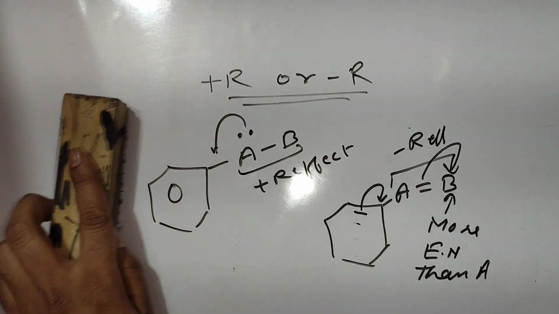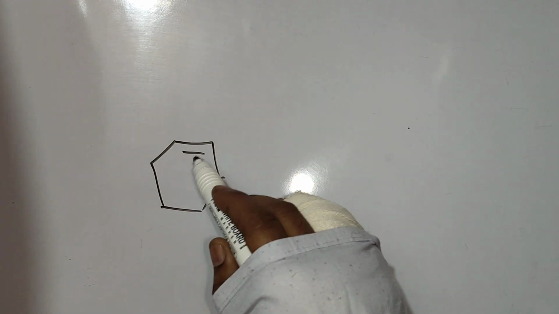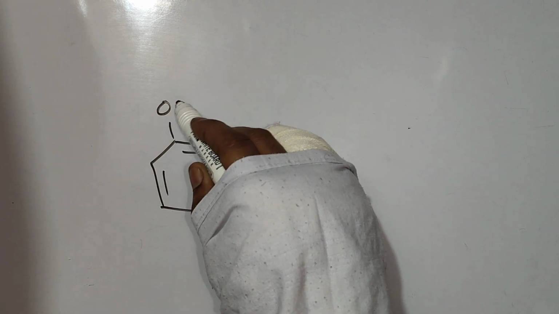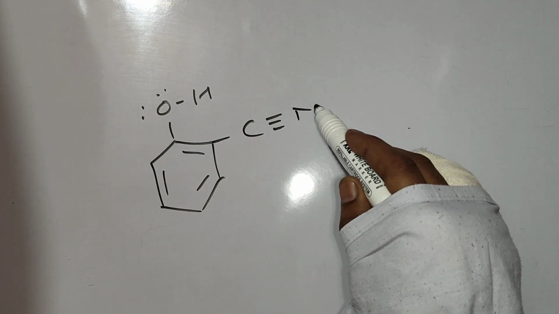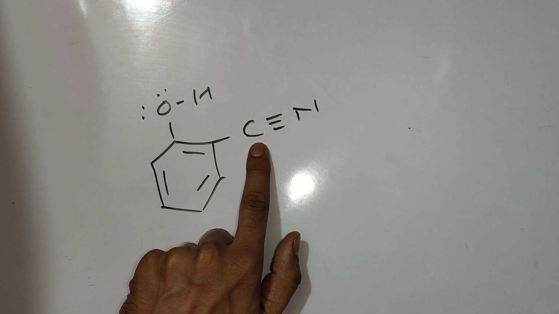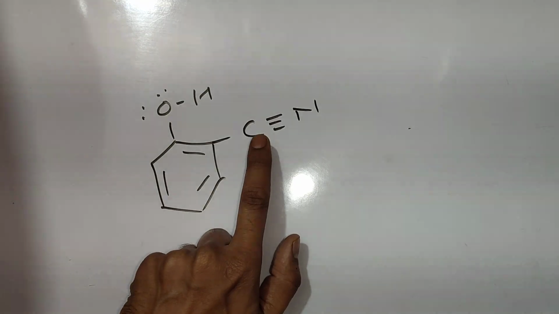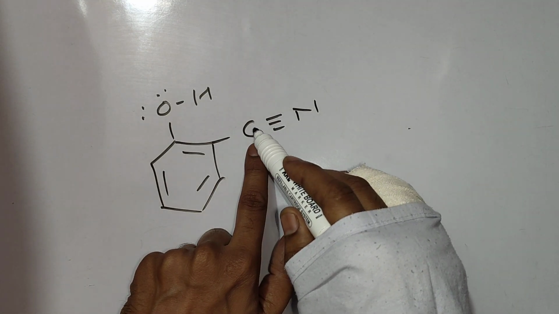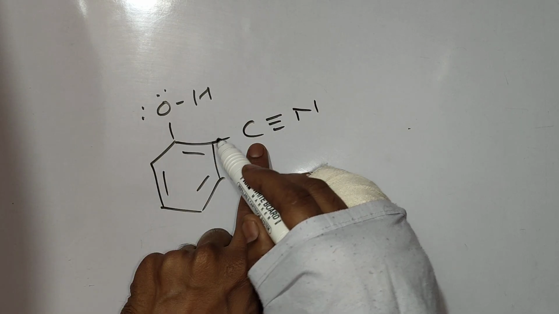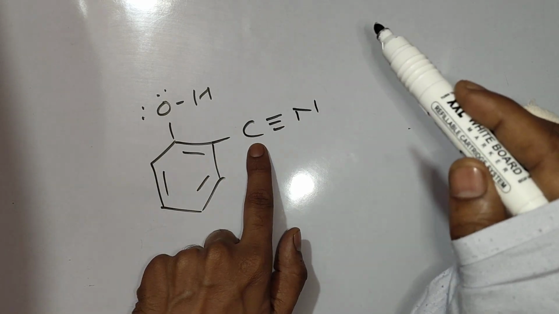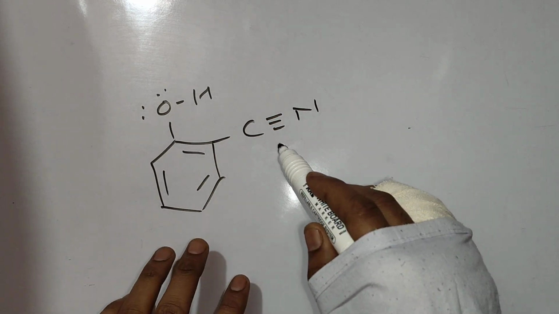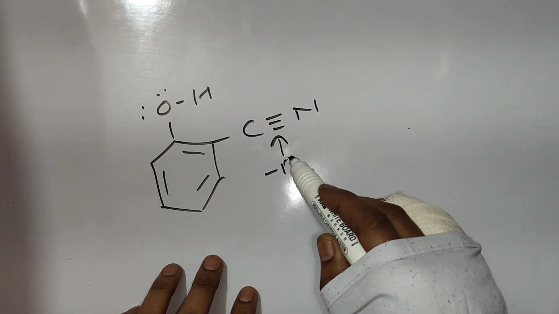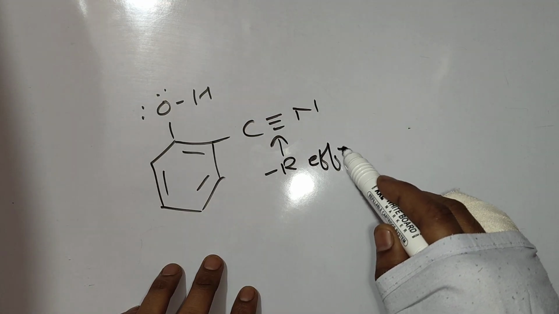For example, if I say the substituent is cyanide, will it donate electrons or absorb electrons during resonance? It will absorb electrons. How have we judged it? Check. Carbon is directly connected to the benzene ring. It does not have a lone pair. It is connected with nitrogen, which is more electronegative than carbon, with the help of pi electrons. So definitely it will work as a substituent which is going to show minus R effect.